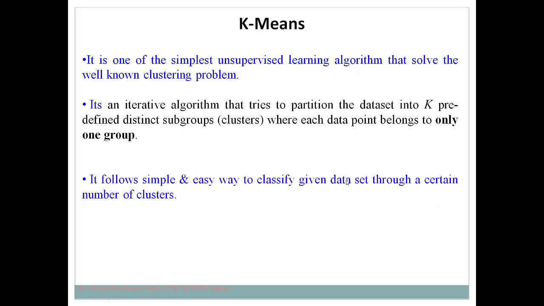Then we can say that it follows a simple and easy way to classify a given data set through a certain number of clusters. That means in K-means, we are told in advance how many clusters there are. Suppose I want to divide or partition this data set into 5 clusters. So 5 will be the value of K.